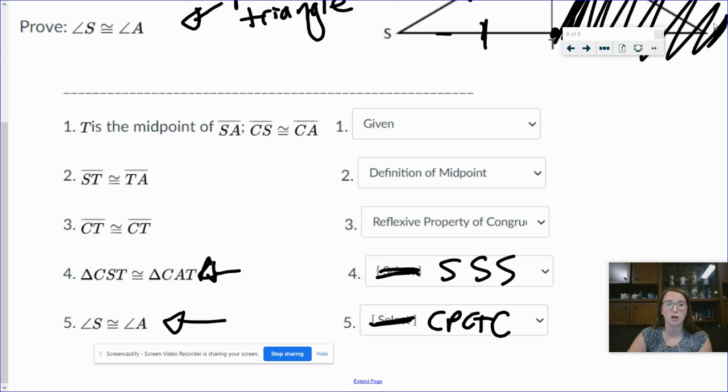That's what we're going to practice tomorrow. All we're going to do is everything we've done like normal, and then tack on one more statement and use CPCTC.